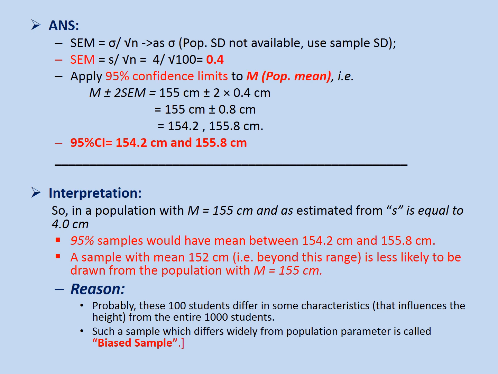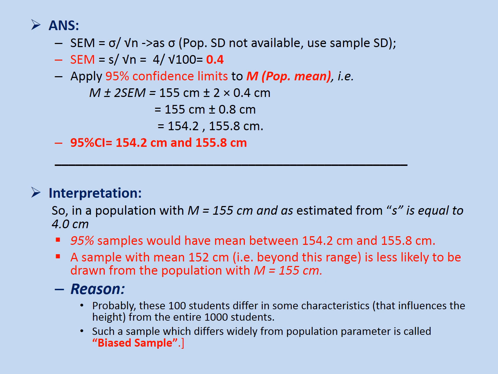And so this particular sample of 100 students having a mean of 152 centimeters is less likely to be drawn from the population of 1000 students with the population mean of 155 centimeters. Why is it so, or what is the commonest reason? One can think they have collected fake data, but that is not the reason. The reason is probably that this sample of 100 students differs in some characteristics.